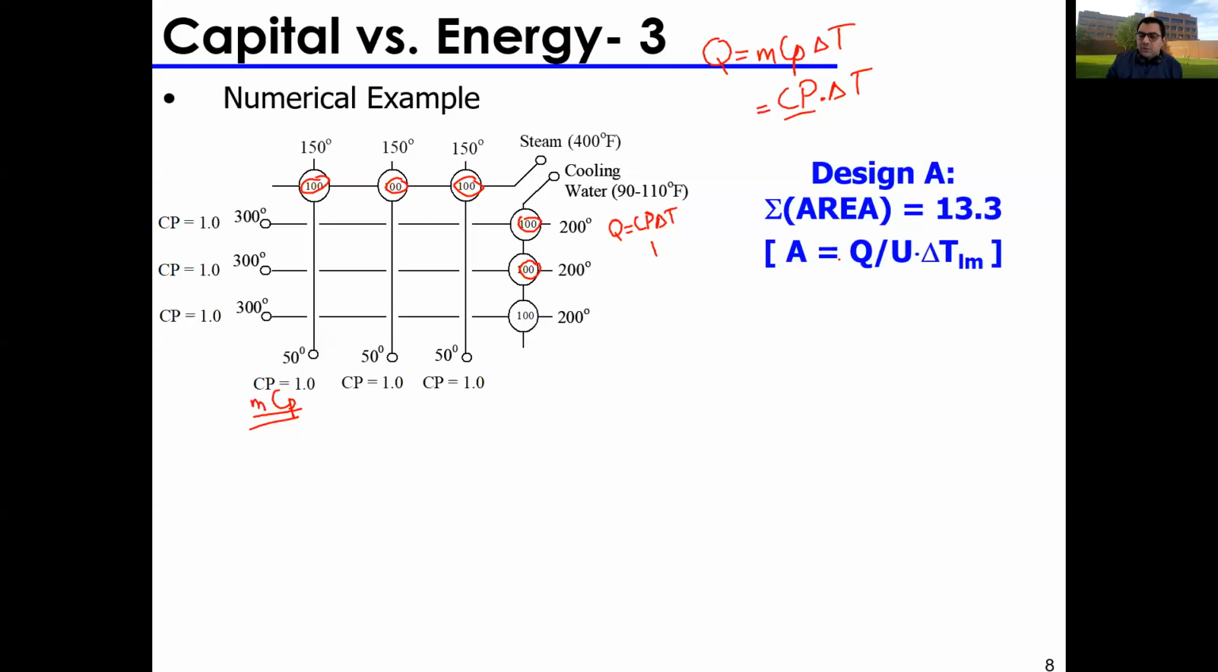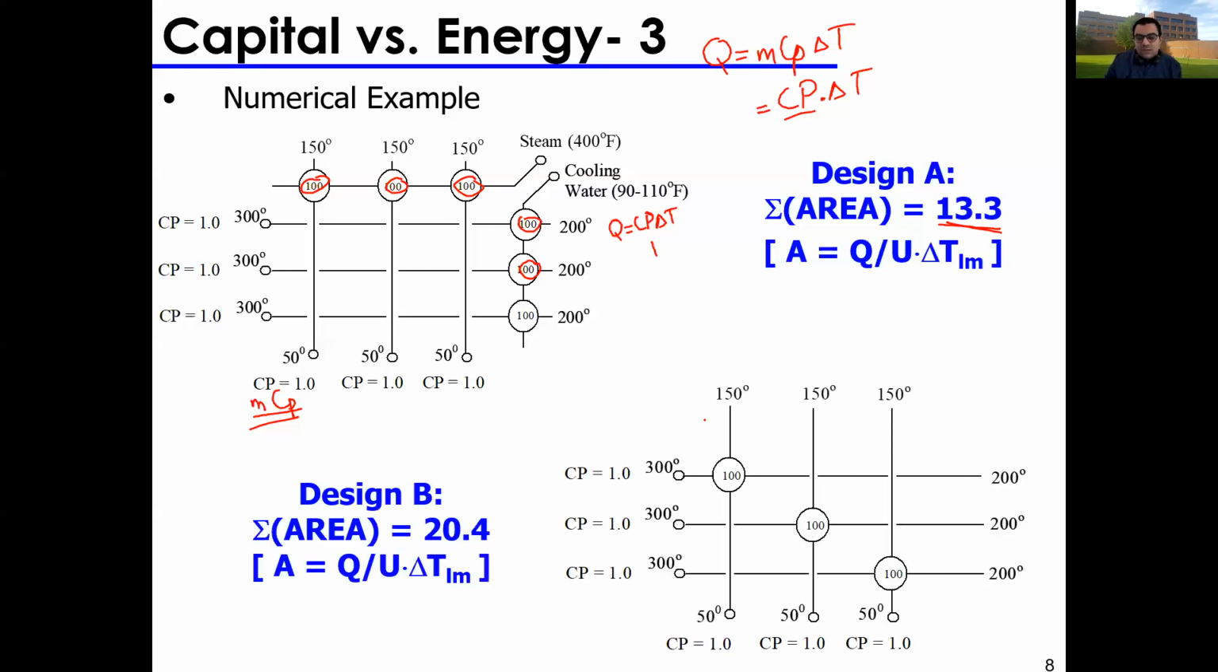Okay, so if you take a look at the design, area from your heat transfer course is equal to Q over U times delta T log mean, right? If I calculate all the area required for these heat exchangers, I find that the area is equal to 13.3. Okay, so now let's compare it to the other extreme. In this case, I have 3 heat exchangers. So instead of installing 9 of them, I'm just installing 3, and all 3 are doing the job. And in this case, the area of heat exchange is 20, right?